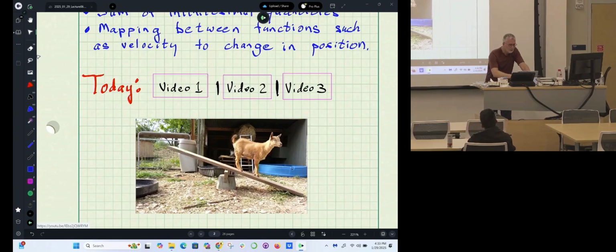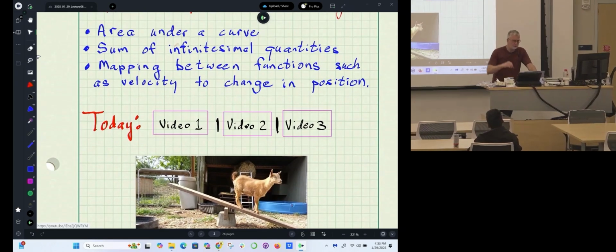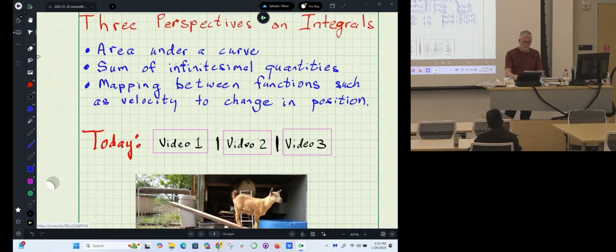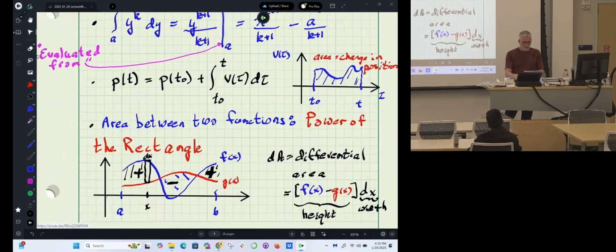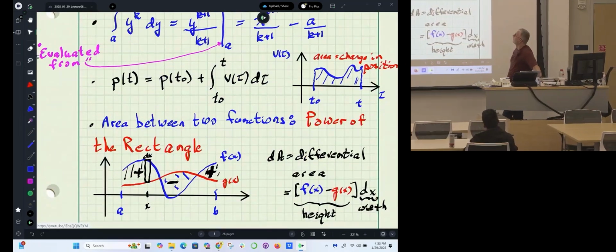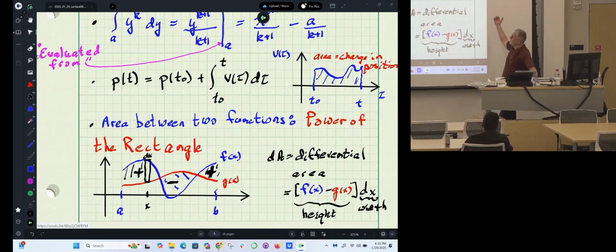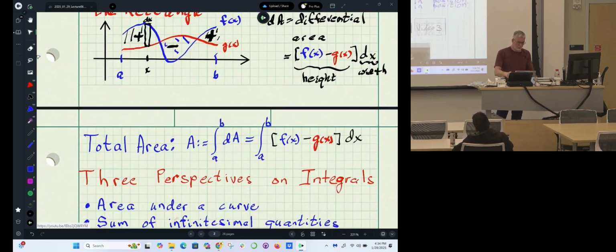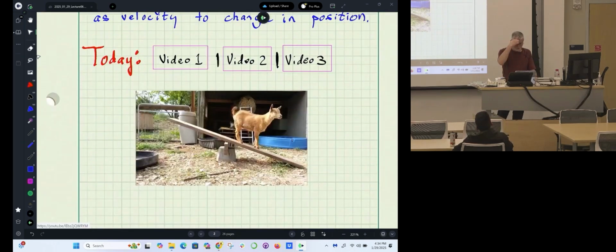And it also can be viewed as a mapping between functions. So that's what we're seeing here. And you'll be doing in project 1, you have functions, whether they're acceleration or velocity, and you're using the integral to map those functions onto other functions like the position. So there's just different ways to look at an integral.